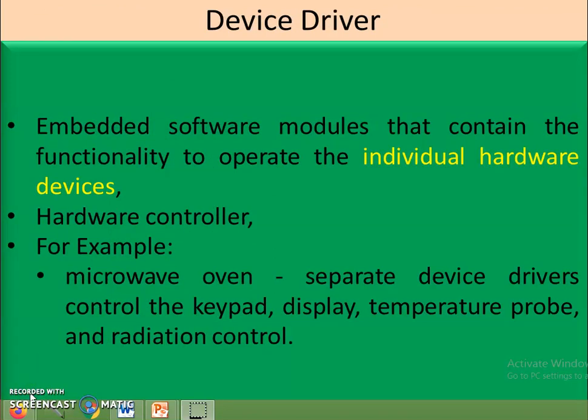What is the role of device driver in embedded system? The device drivers are embedded software modules that contain the functionality to operate the individual hardware devices. The reason for the device driver software is to remove the need for the application to know how to control each piece of hardware. Each individual device driver would typically need to know only how to control its hardware device. For instance, for a microwave oven, separate device drivers control the keypad, display, temperature, and radiation control.